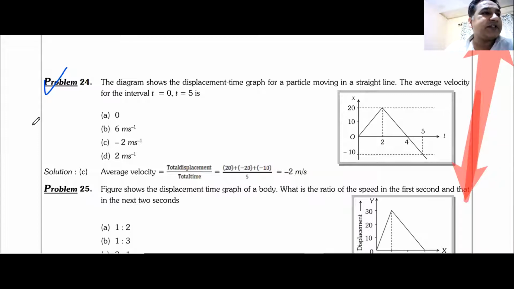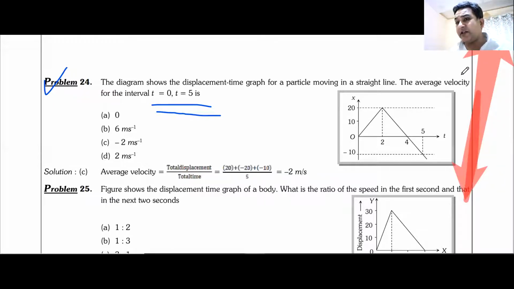The diagram shows the displacement time graph for a particle moving in a straight line. We have to find the average velocity from 0 to 5 seconds. What is the average velocity from 0 to 5 seconds? Please note down the question.